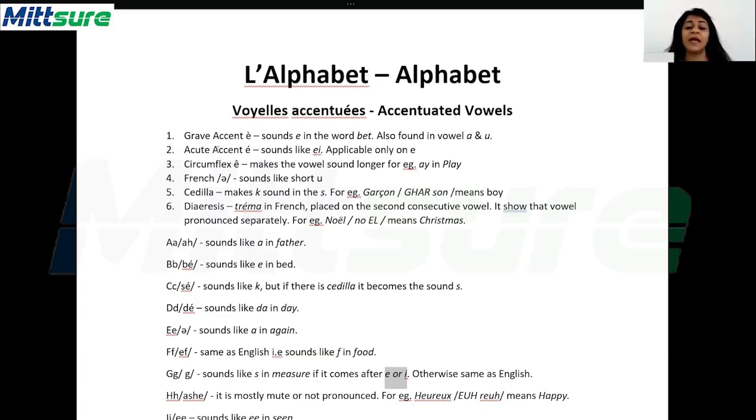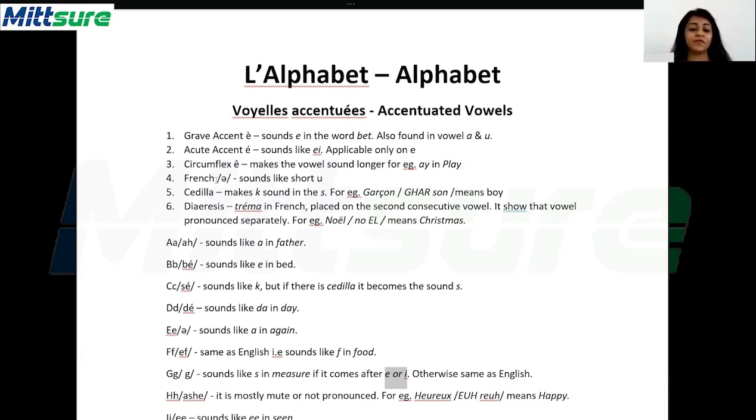Next we have the acute accent. This acute accent is just the opposite of the grave accent, but it will have the same sound as in English. It means with this accent, it will have the sound of E as E only. Then we have the circumflex. Circumflex is the small open triangle above the E. It will make the sound of E a little longer, just like A in play.